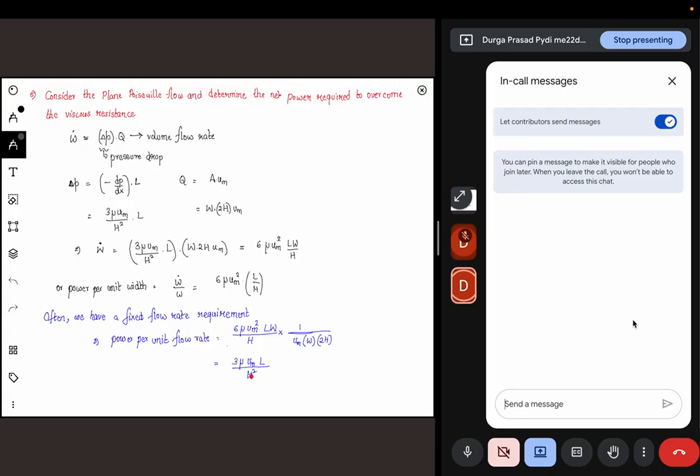So if I double the separation, then the power per unit flow rate will be reduced by 1/4. But this other quantity will only suggest that it will reduce by half. So this is a more interesting or useful quantity in that sense. This power consumption is highly dependent on the H value, on the separation between the plates. Okay, are there any questions?